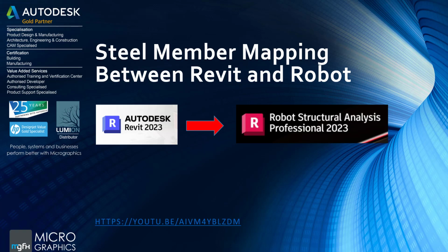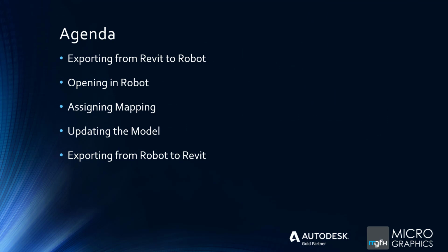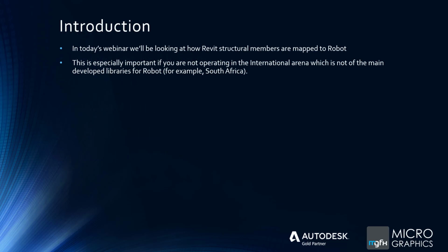On the agenda today, we are looking at the export from Revit to Robot, how to open the model in Robot, assigning the mapping if it is not already done, updating the model, and then also exporting from Robot back into Revit. If you have any questions, please just type them into the chat box and we will deal with those.